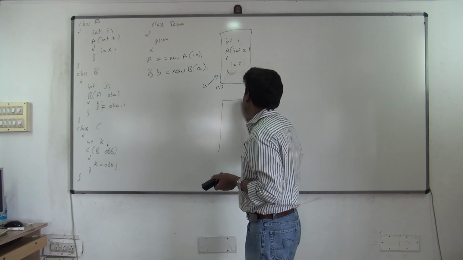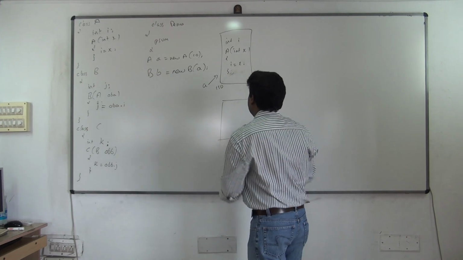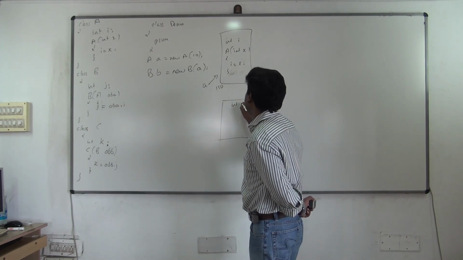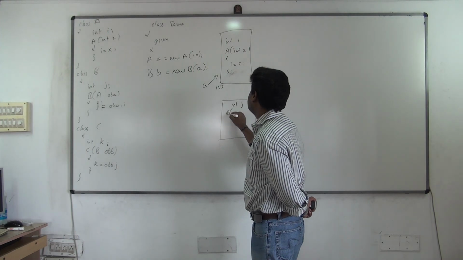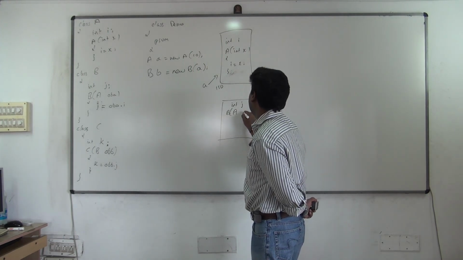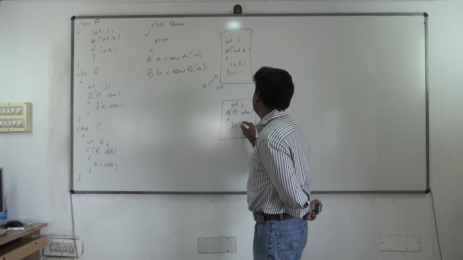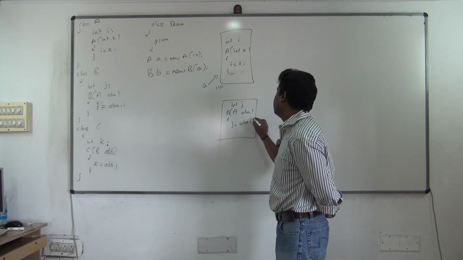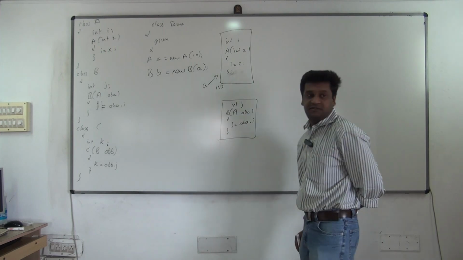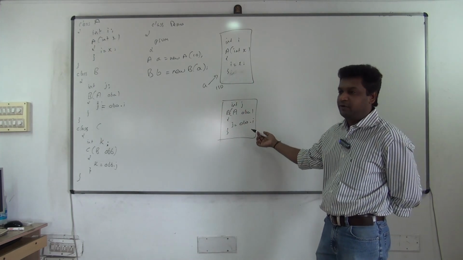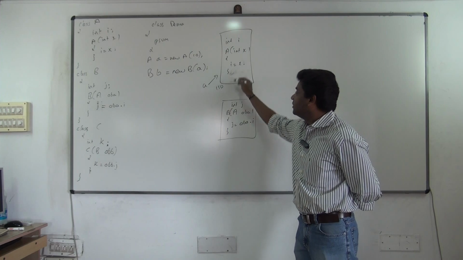So new memory is getting allocated for what? B. What are the members of B? Int j. It is having one constructor, A, object of A. j is equal to object of A dot i. This is the code which comes into existence. What you have written, same code has come into existence. So see, new memory has got allocated.